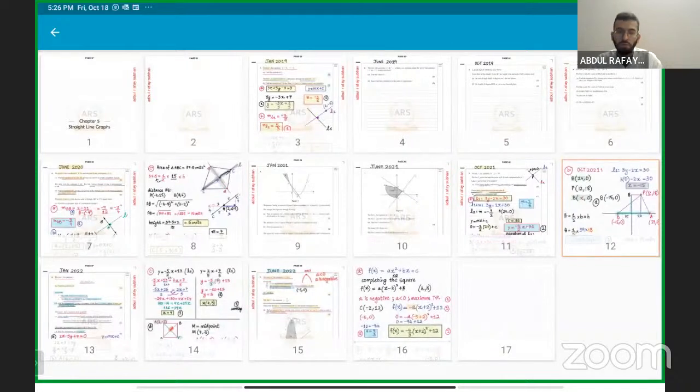Make sure to practice and solve the remaining questions of this worksheet, of this PDF. Try to solve the remaining worksheets. We'll continue from here in the next session.